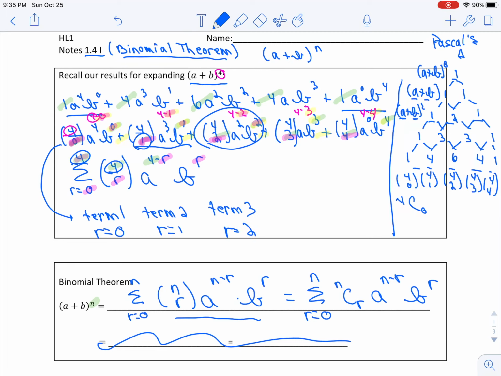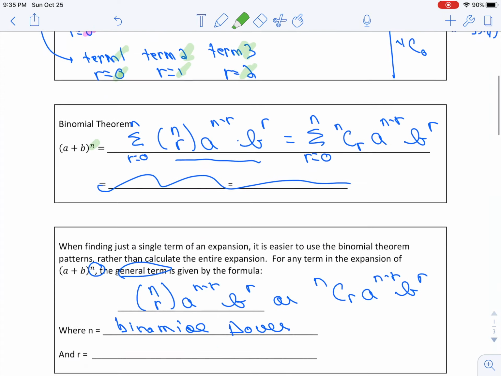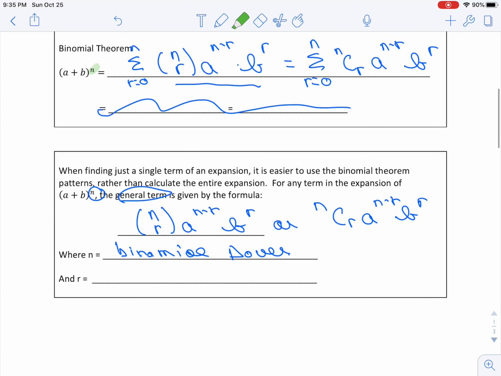So what I want you to notice is that the value of r is always 1 less than the term number. So if we know what term we're looking for, we can find the value of r just by subtracting 1 from it. So r is going to be the term number minus 1.